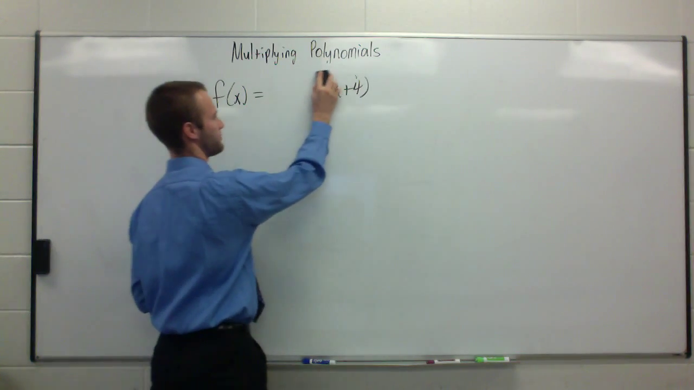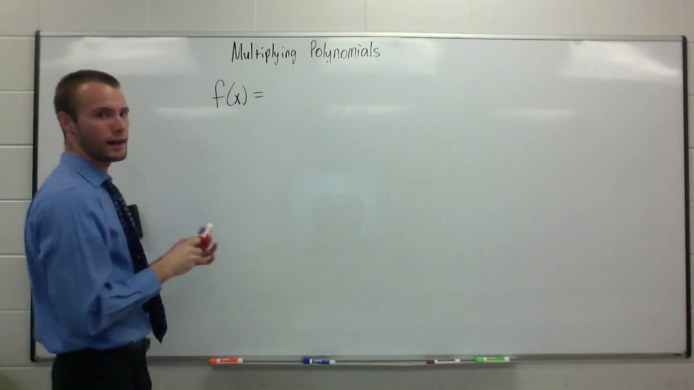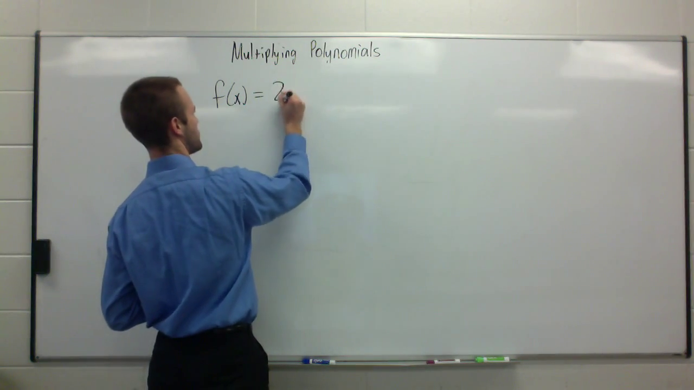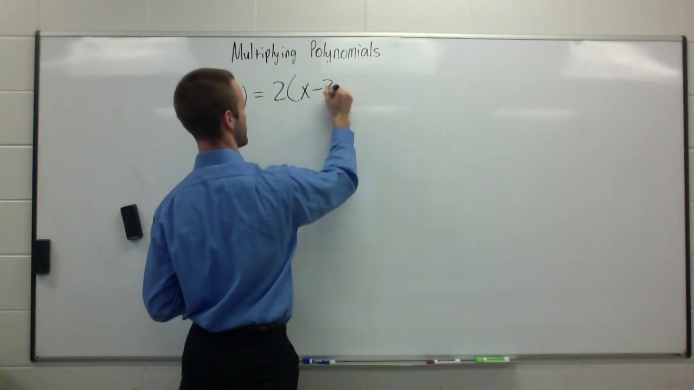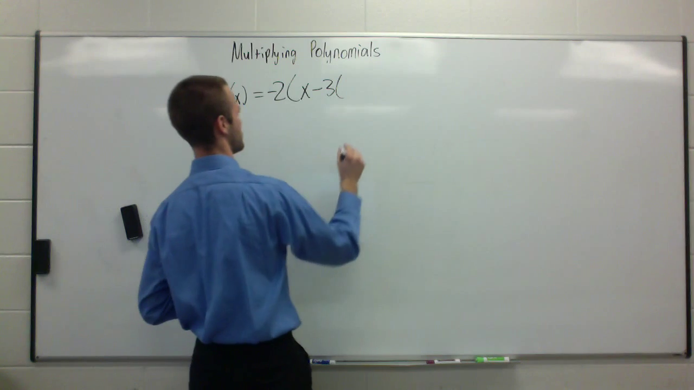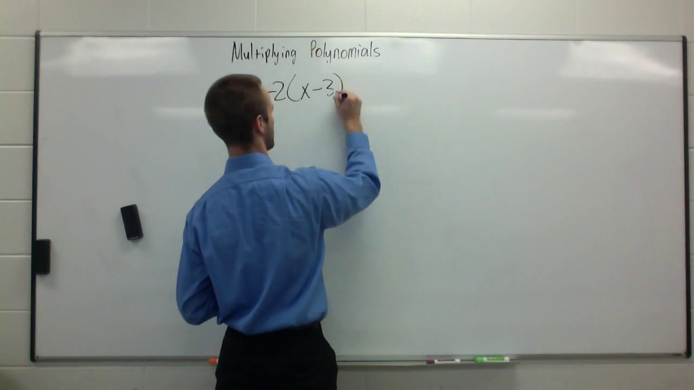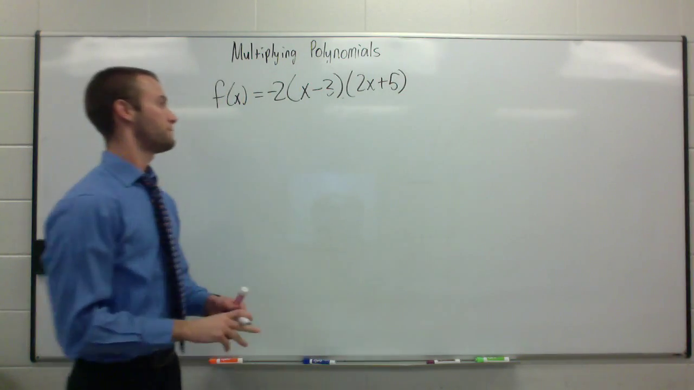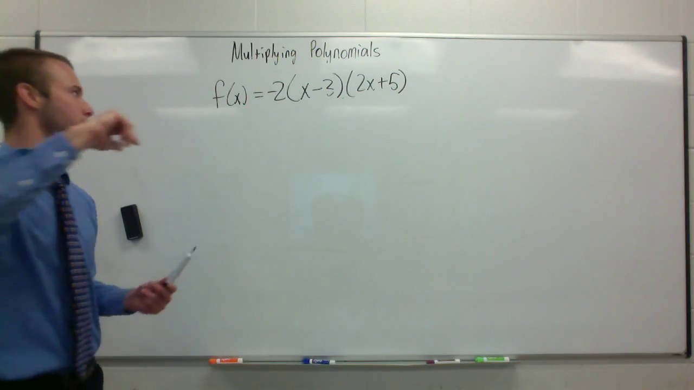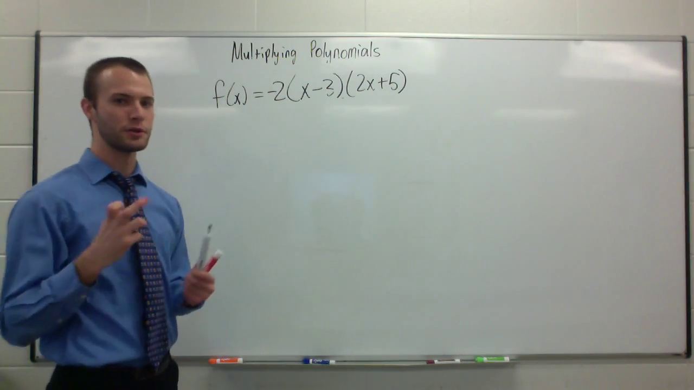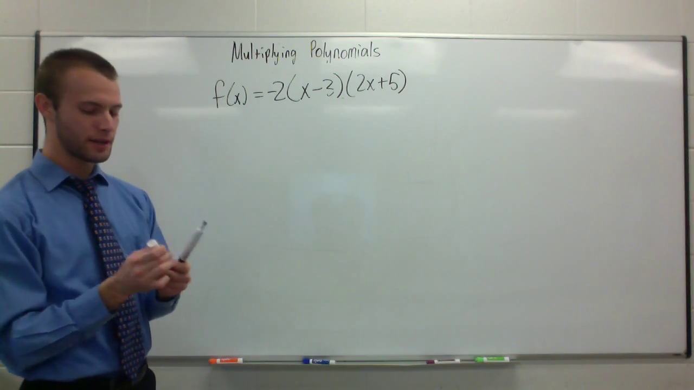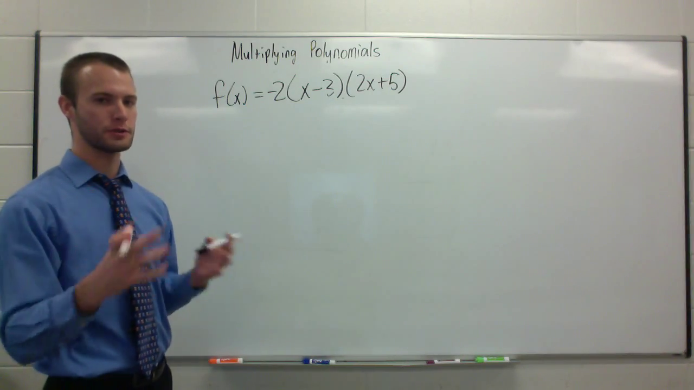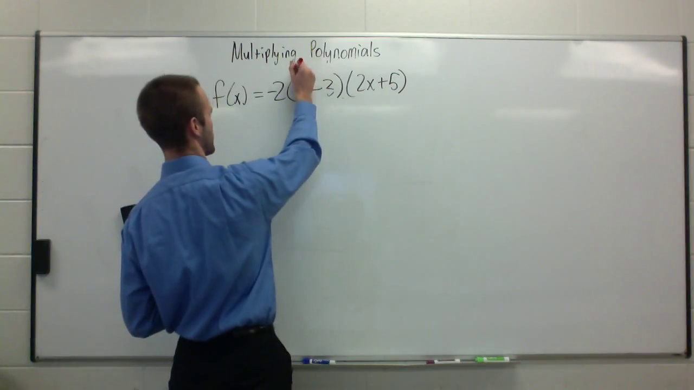So let's try another one. Let's say this time we have 2 times x minus 3. Let's make that a negative 2. And 2x plus 5. Now, there's two ways you can go about doing this. Just keep in mind, the negative 2 is only going to be multiplied by something once. So when I see a coefficient in front, and remember, it doesn't matter what order you multiply in, because multiplication is commutative, just like we did way back in the beginning of the year.